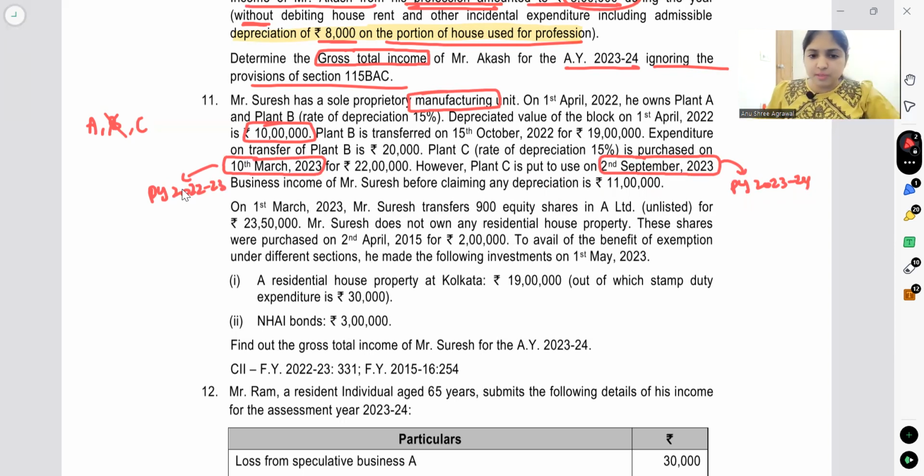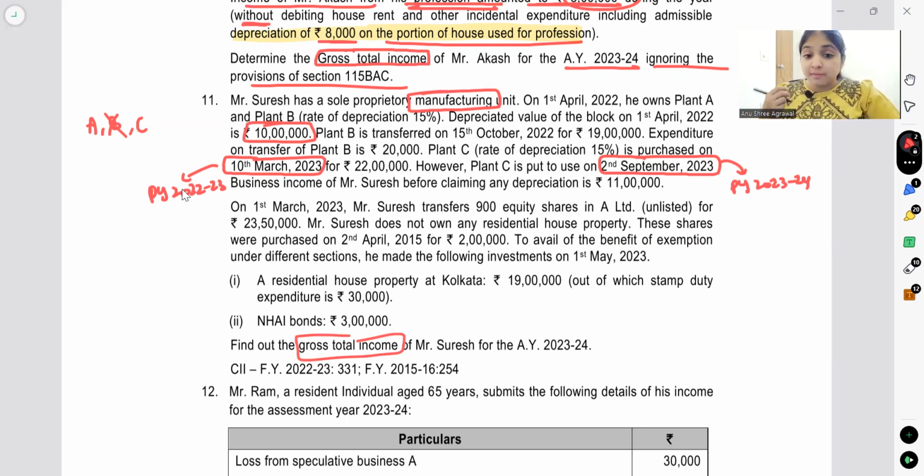Then they've given us information about capital gains. On 1st March, Mr. Suresh transfers 900 equity shares in A Limited for 23,50,000. Mr. Suresh does not own any residential property. Shares were purchased on 2nd April 2015 for 2 lakhs. To avail the benefit of exemption, he made some investments. They're asking us to find gross total income.